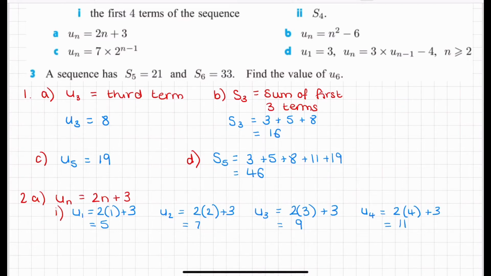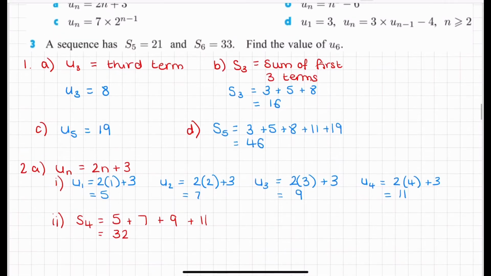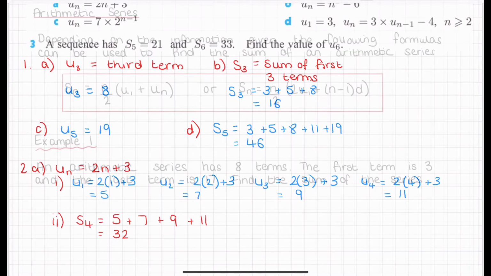Now part 2 wants us to find S4, which means the sum of the first 4 terms. So S4 would equal 5 plus 7 plus 9 plus 11. So the first term plus the second term plus the third term plus the fourth term. And if you work that out, you will get 32. And that's how it works with the series. So have a go at the rest of the questions before we go on to arithmetic series and geometric series.